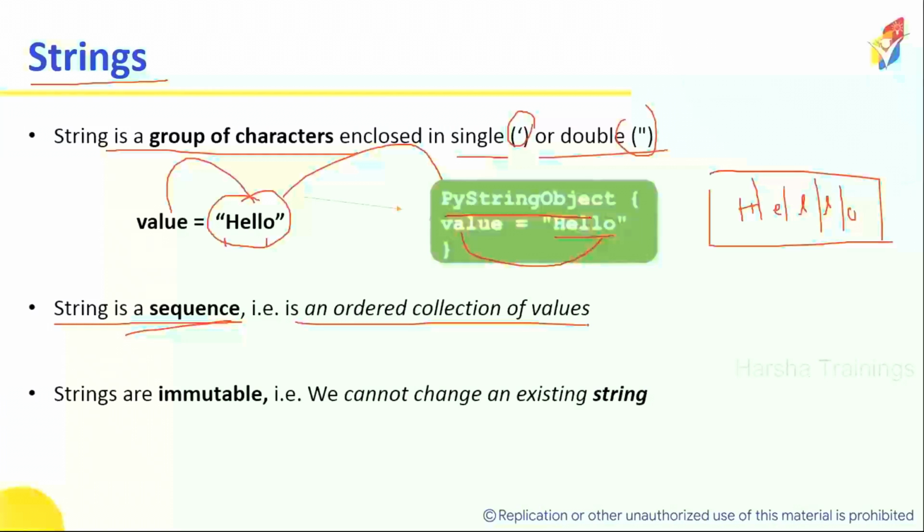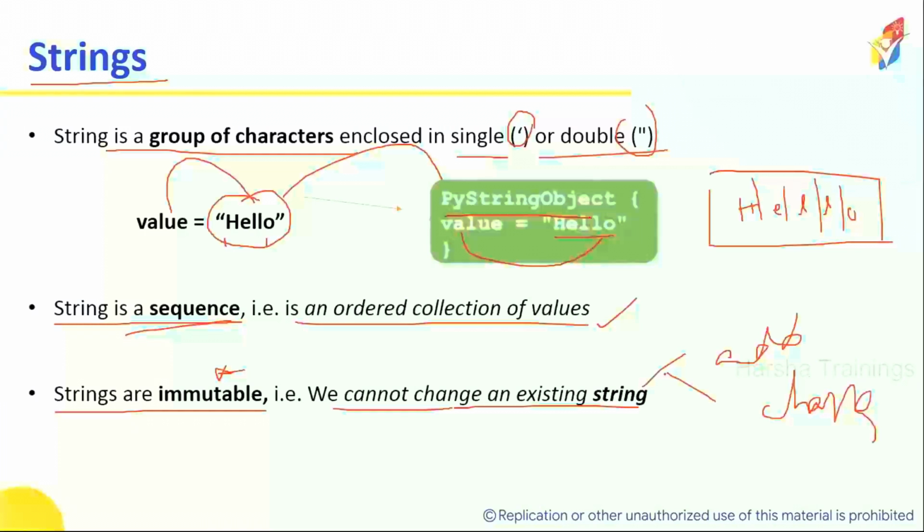Clear for you? Now, the third one is strings are immutable. That's the most important entry point. What is called immutability? We cannot change an existing string. I cannot add contents, I cannot change contents, and I cannot delete contents. These are the 3 properties of immutability, most important properties. Clear for you?